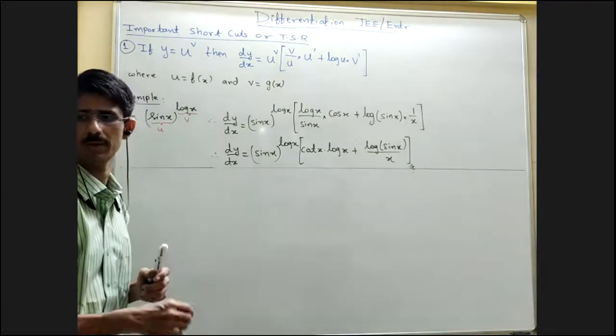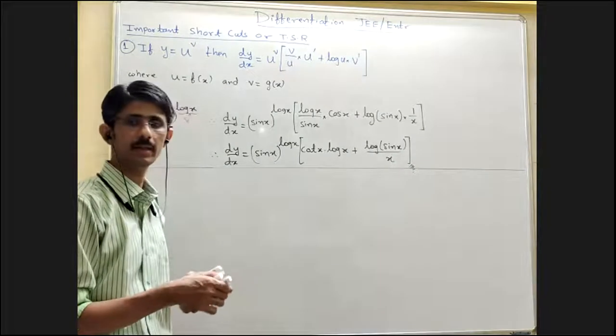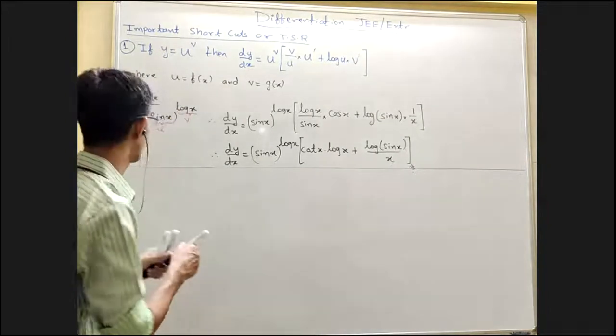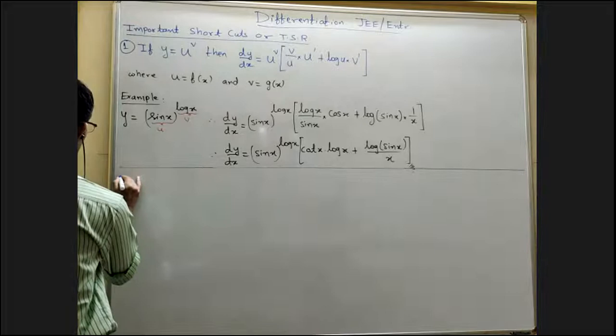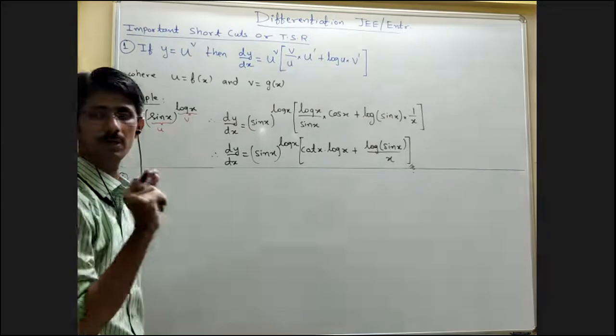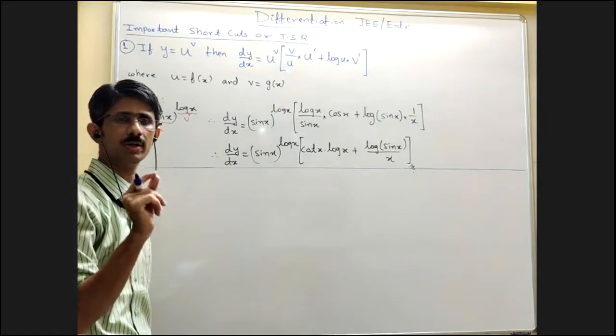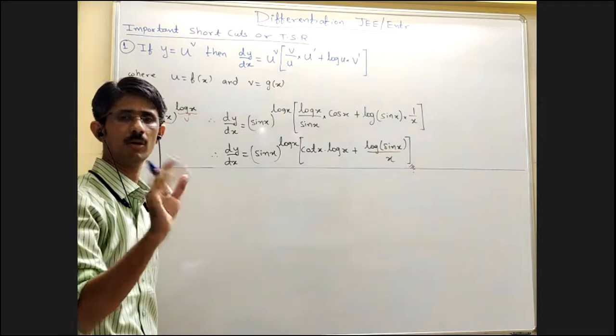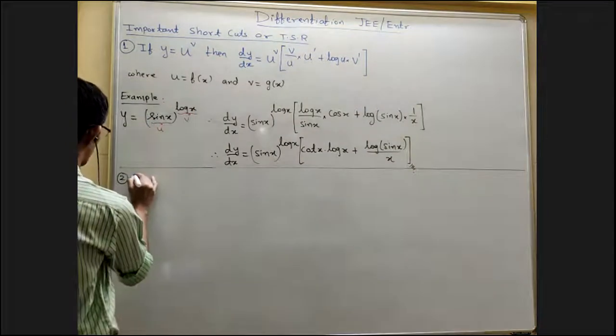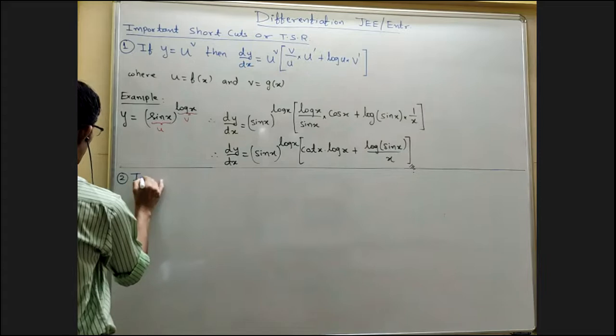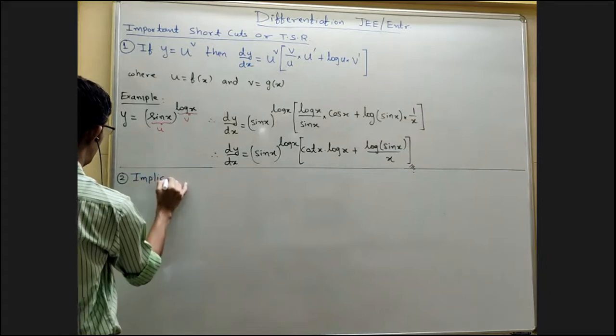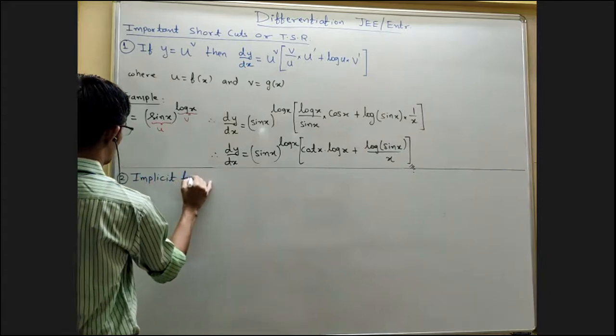So students, now let us move on to the second time saving result, or you can say the second shortcut. Write down the second one. अच्छा, अब ये जो shortcut है, ये जो time saving result है, this is only applicable for implicit functions. Write down. ऐसा heading लिखो, implicit functions.